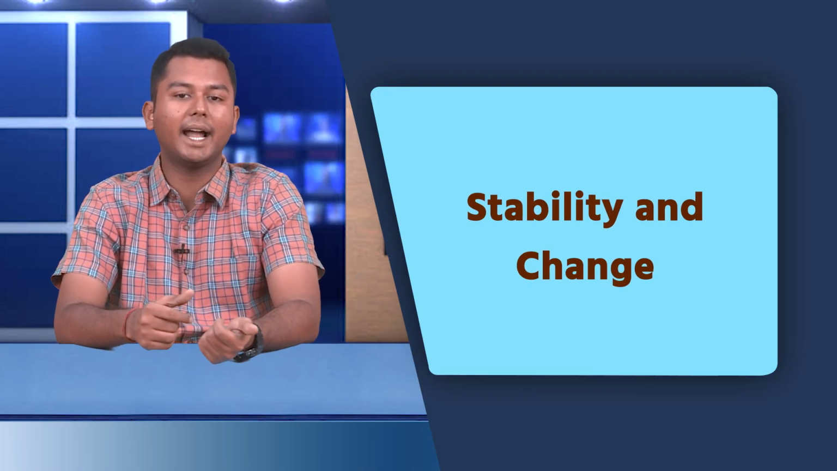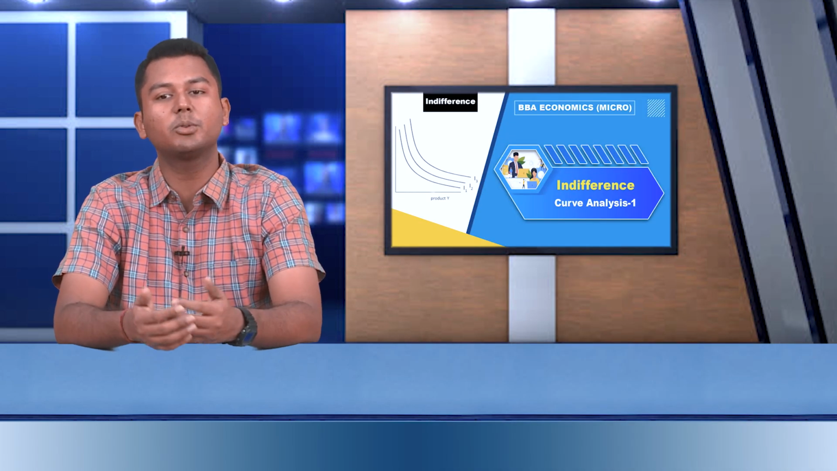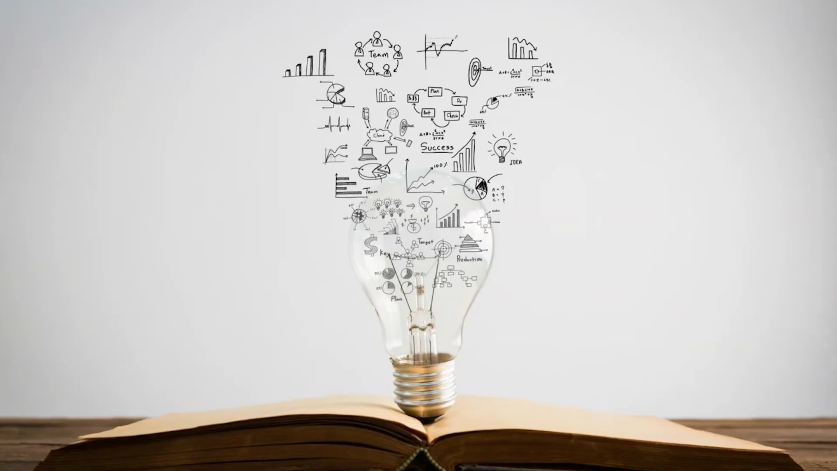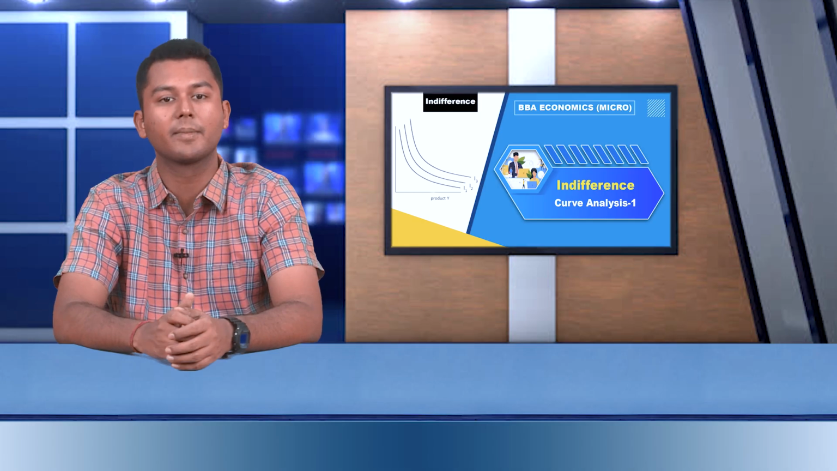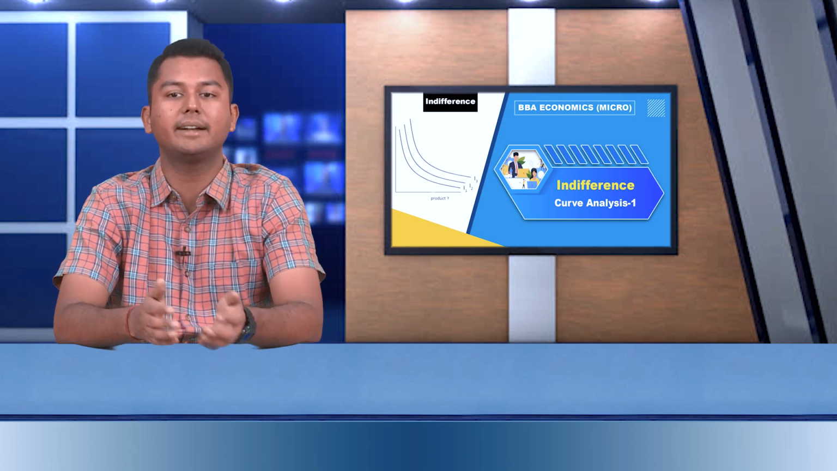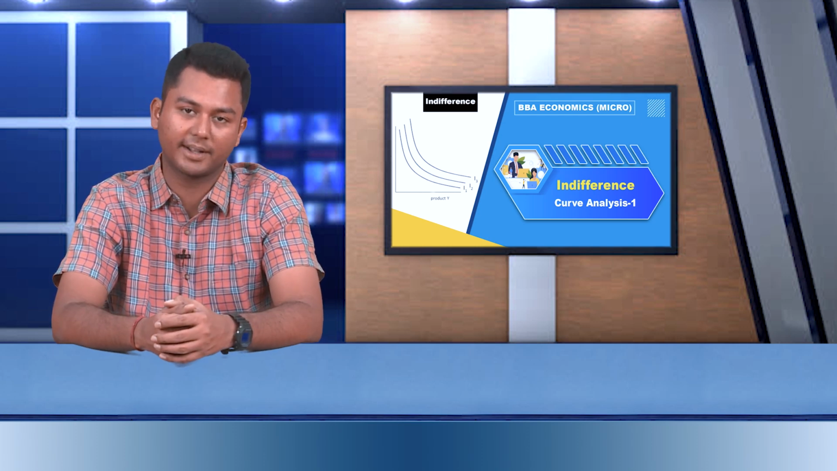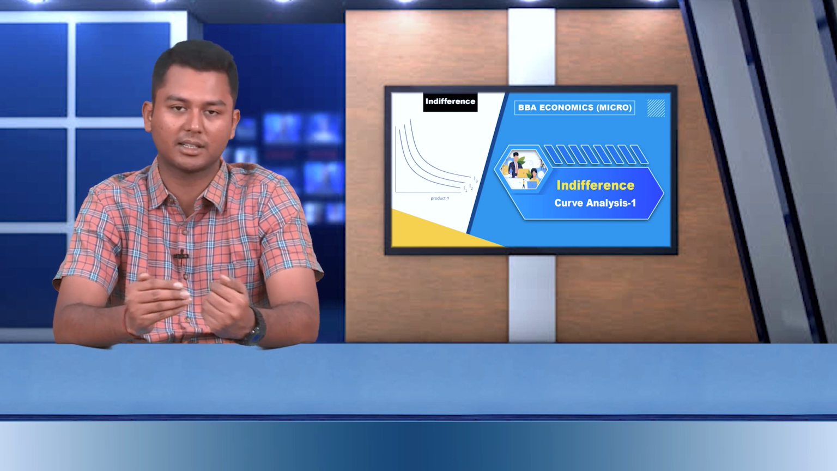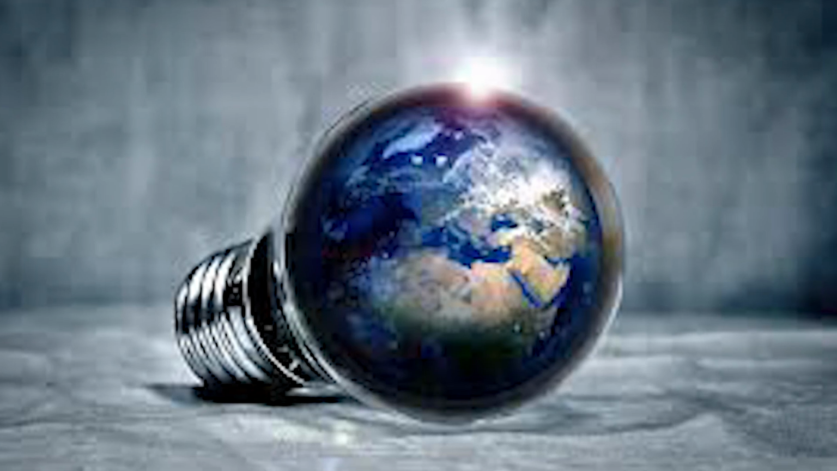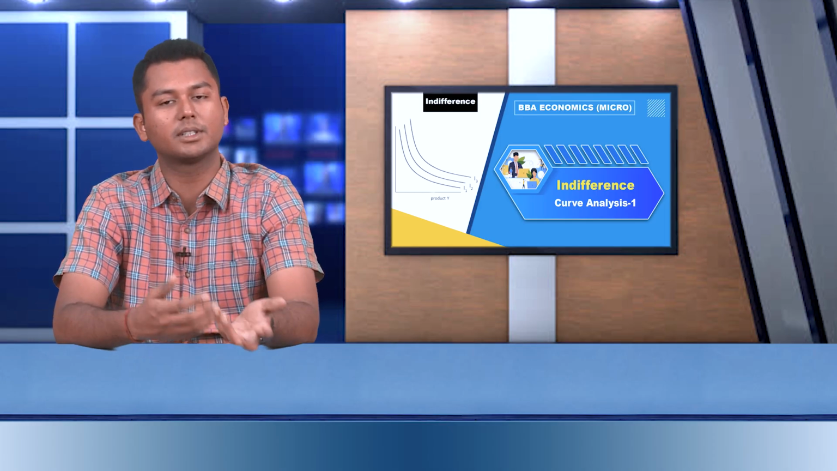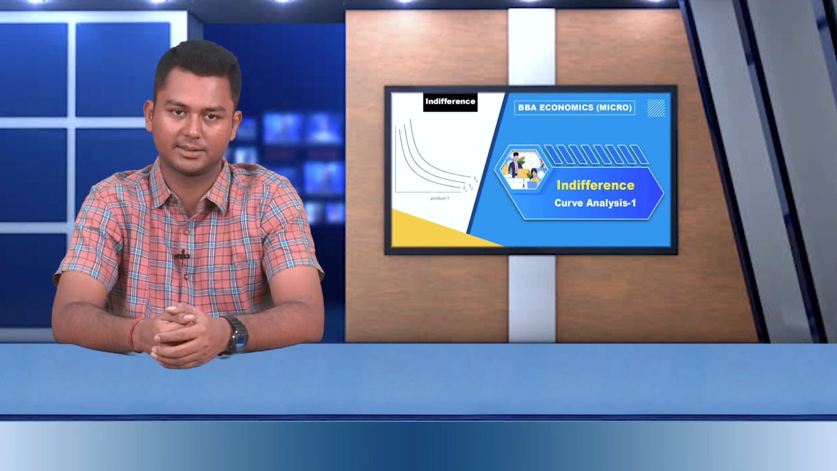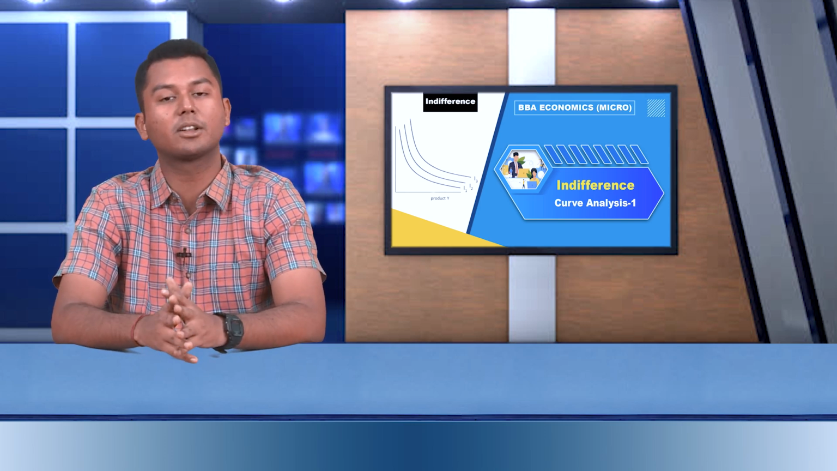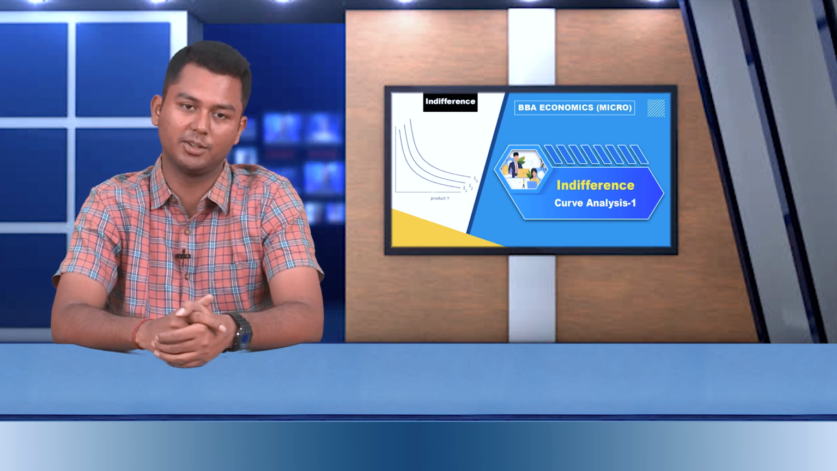If we look at stability and change, while preferences are assumed to be stable for analytical purposes, they do change over time due to experience, learning, aging and changing circumstances. A young person's preferences might differ significantly from the preferences of an older adult. The indifference curve framework can accommodate changing preferences by allowing the curve to shift over time. New experiences might make a consumer value certain goods more highly, shifting their indifference curves. Understanding how and why preferences change helps explain long-term consumption patterns and market evolution.